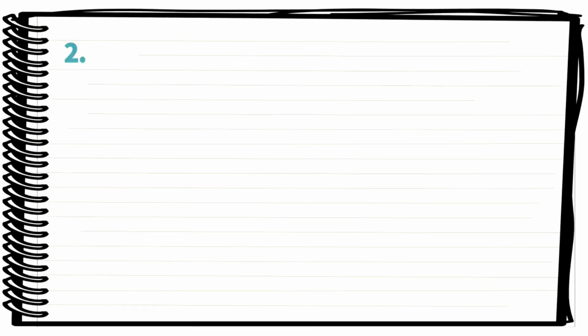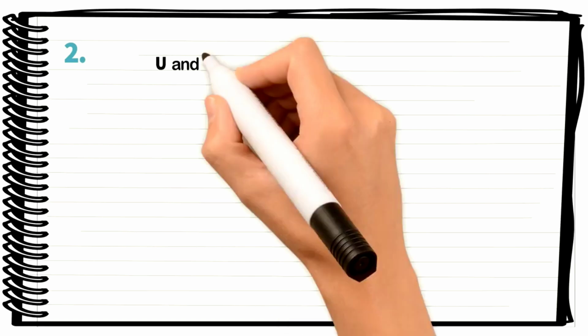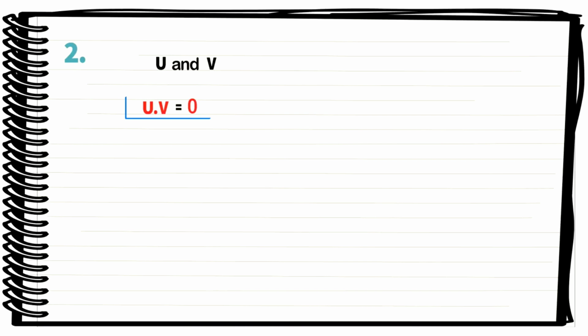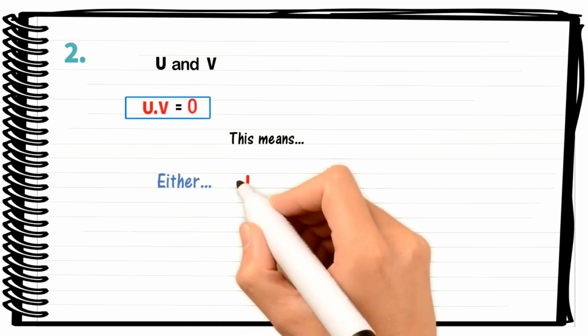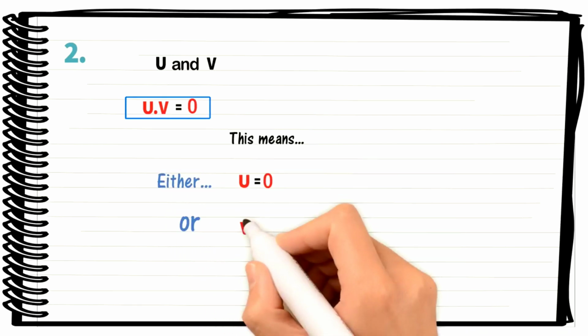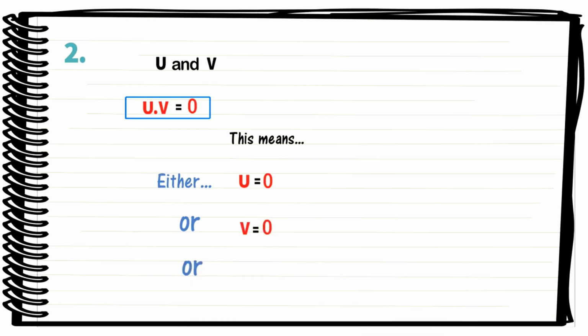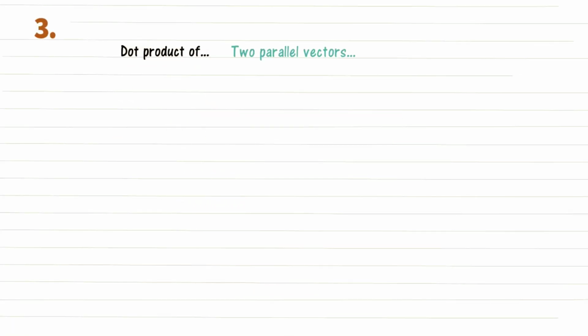Now remember, the second property of the dot product is: if the dot product of two vectors U and V is equal to 0, then this means either the U vector is equal to 0, or the V vector is equal to 0, or we say that the U and V vectors are perpendicular to each other. The dot product of two parallel vectors is equal to the product of their magnitudes.